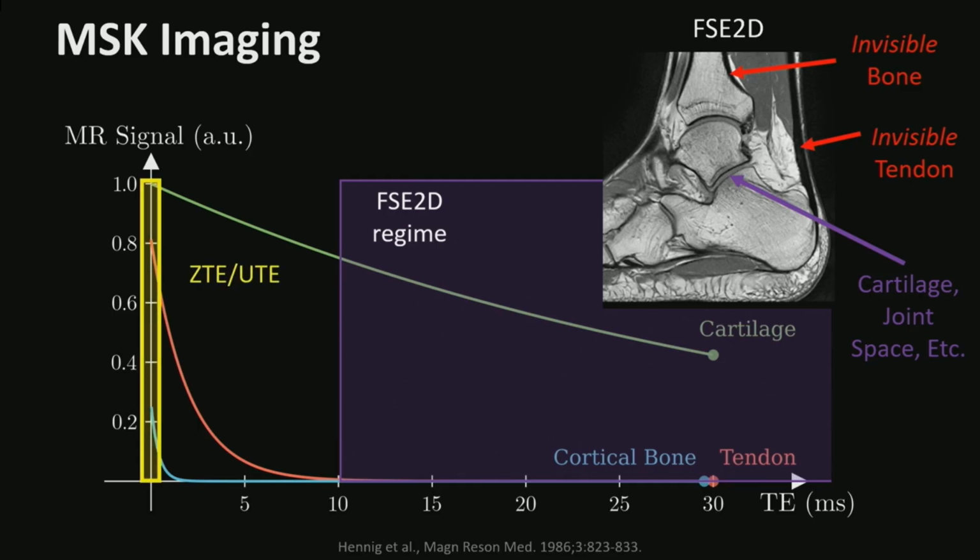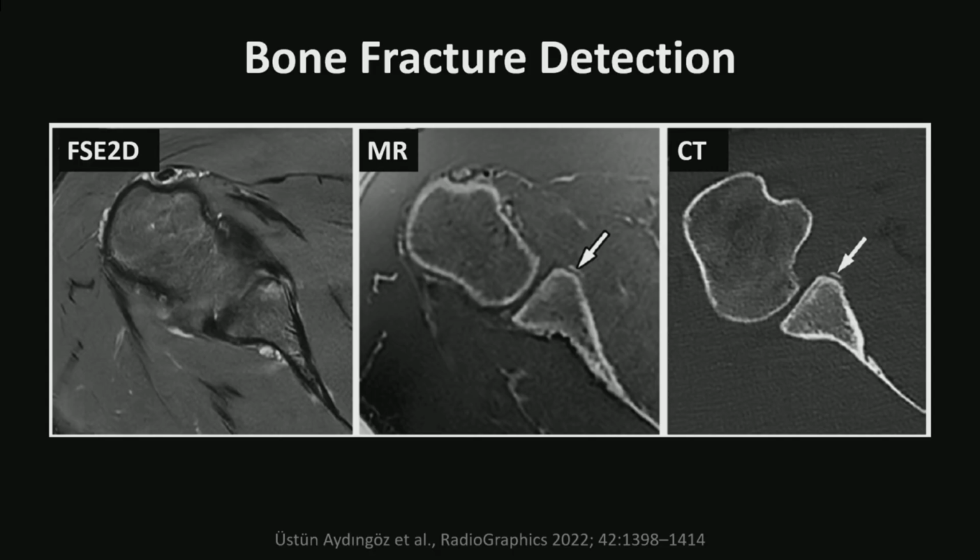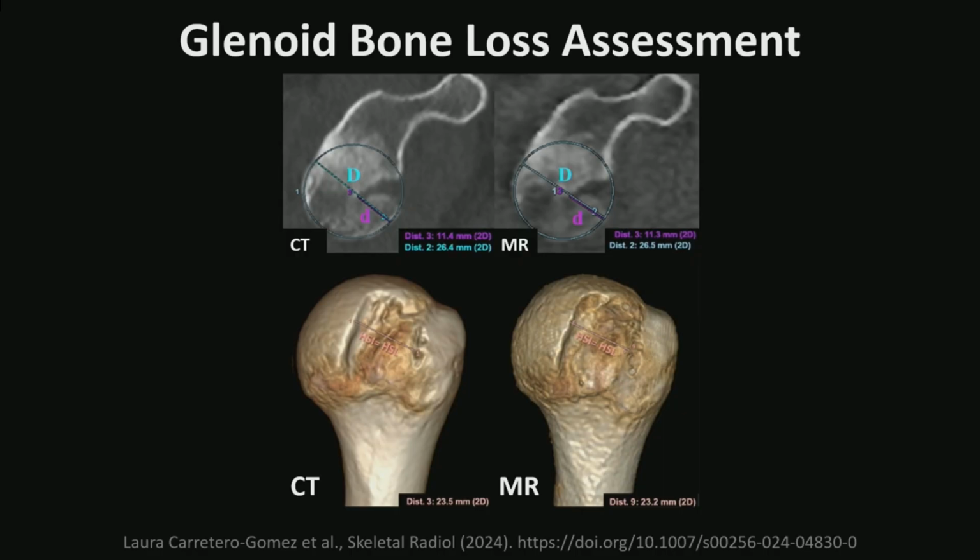ZTE and UTE can be used for bone imaging, and there are several applications. For example, it can be used for bone fracture detection. As you can see in the middle, it's an MRI image compared to CT on the right. It can also be used to accurately quantify glenoid bone loss for the shoulder, as you can see on MRI on the right and CT on the left.